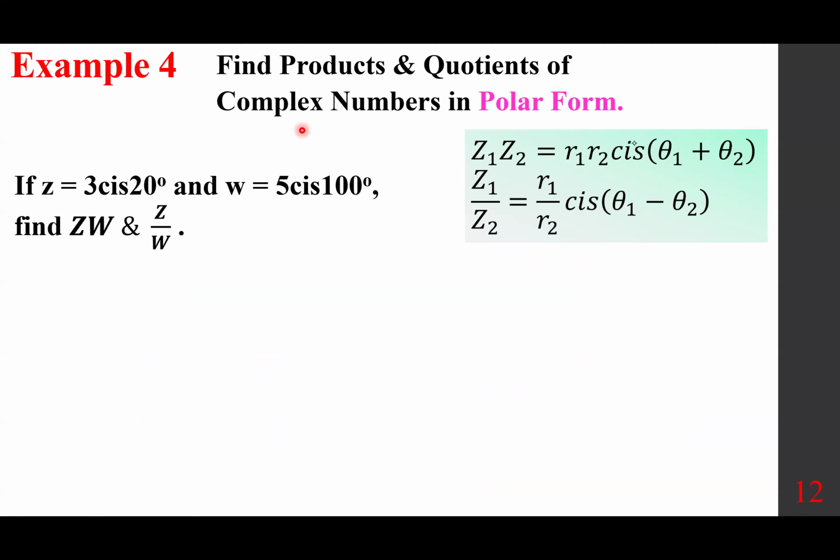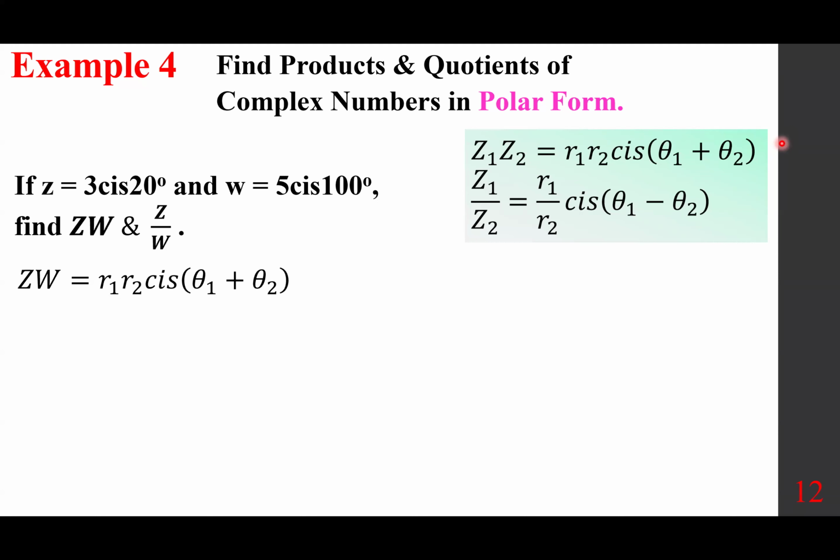Find product and quotient of complex numbers in polar form, where z is 3 cis 20 degrees and w is 5 cis 100 degrees. We want to find z times w and z over w. So the product, we just follow the formula. ZW is R1, R2 cis. I'm going to go with the shorthand notation. Cis, theta 1 plus theta 2. Becomes crazy to write too much.